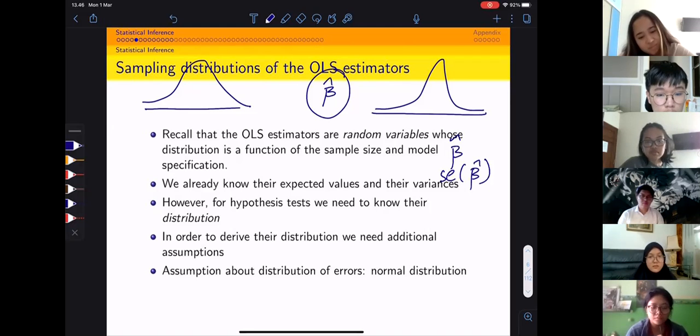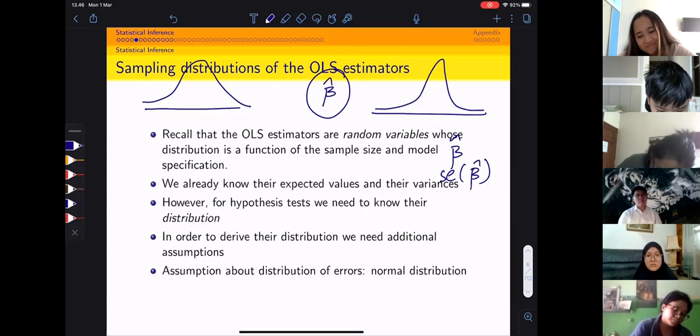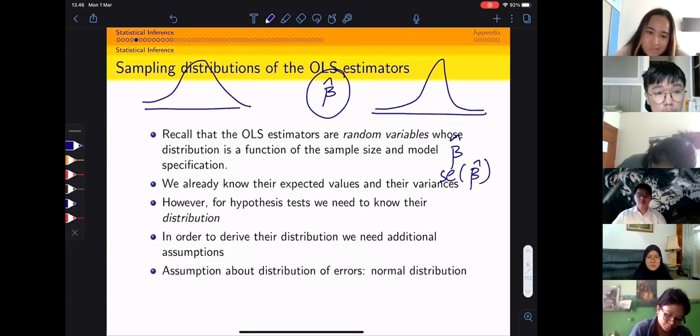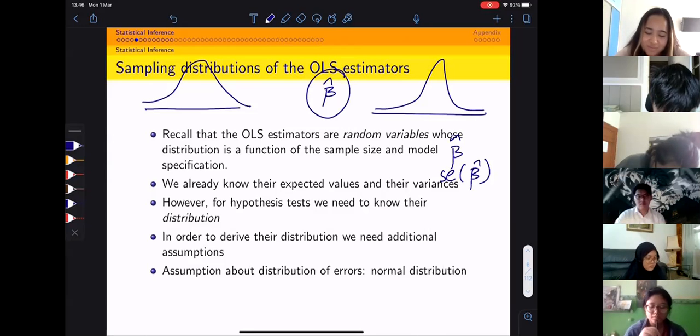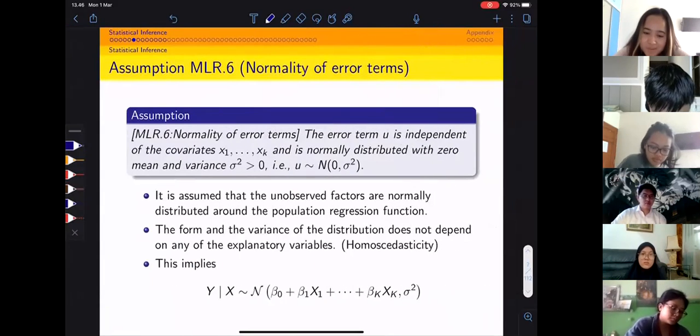So we have linear parameters, and then we have random sample. We have no perfect collinearity or no multicollinearity. We also have variation in X, and then the zero conditional mean assumption, the homoscedasticity assumption, and then the sixth assumption, which is the normal distribution of the unobserved factors or the errors. So that's going to be one of the additional assumptions that we need.